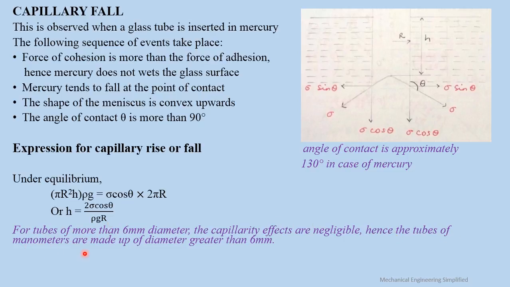Okay, so hence the tubes of manometers are made of diameter greater than 6 mm, because in the case of manometers, which we will discuss later, the height h is very important in determining the pressure. If there is some rise or fall in the liquid level due to the capillarity effect, then that won't give us the exact value of pressure. So in that case this h should not be there due to capillarity. So to nullify the capillarity effect, a diameter of more than 6 mm is used.